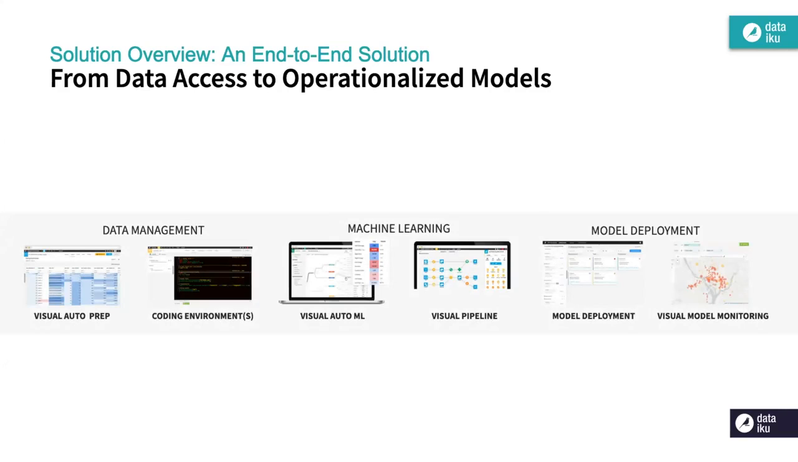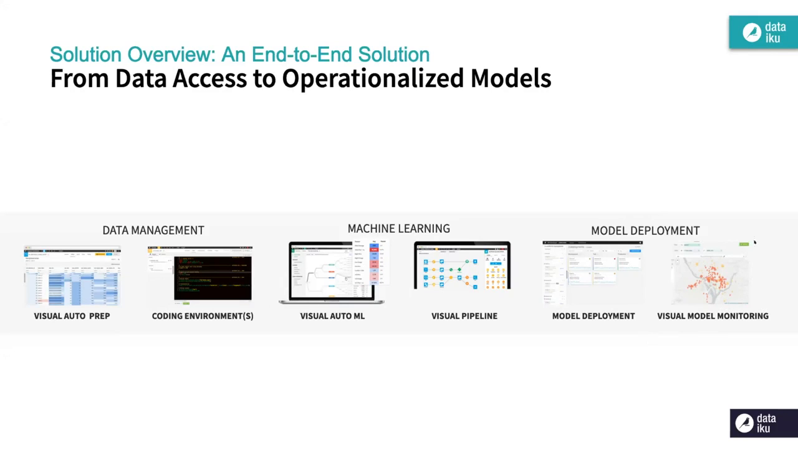Now, the platform itself is a solution overview where we're looking at really an end-to-end solution. So this means from looking at data access to really operationalized models. As you see here, we have it partitioned into three main points. The first one is data management, which has visual auto prep and code environments. The second is machine learning, where we look at either visual auto ML or actual ML written in code, or the visual pipelines of all the different individual steps that were built to build a specific pipeline, which we also call a flow. And then model deployment, where we look at how we can deploy the model that was built into a production environment, consume that model, and also monitor it if necessary.